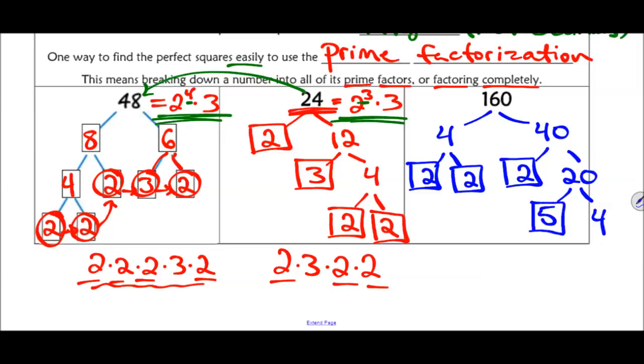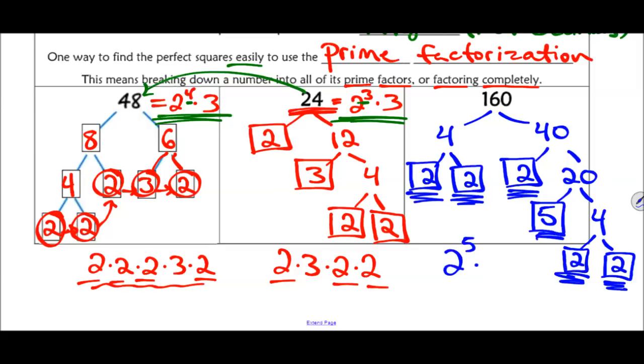5 can't be broken down anymore. 4 can, that's a 2 and a 2. And those are all of my prime factors of 160. I have 1, 2, 3, 4, 5 2s. 2 to the 5th, times 5. That equals 160. That step is the prime factorization of a number. You're just breaking it into all of its primes.